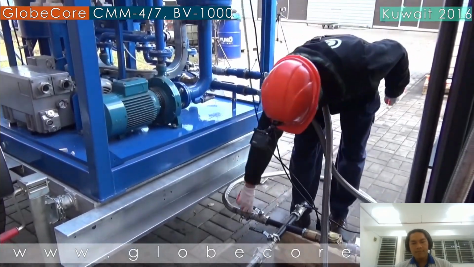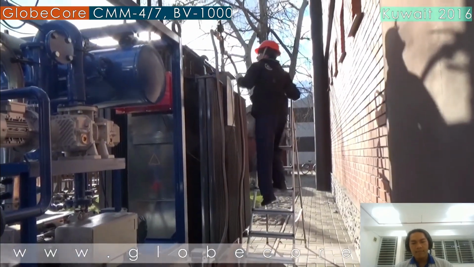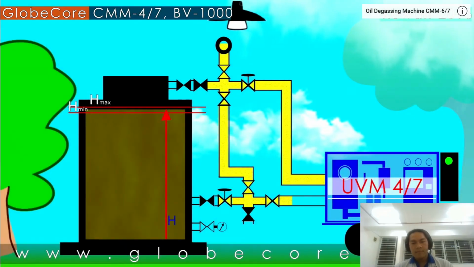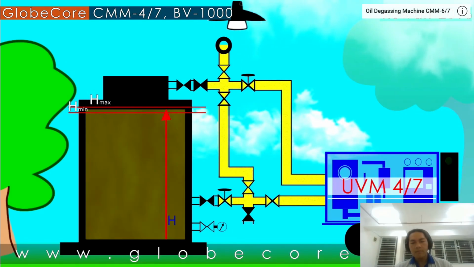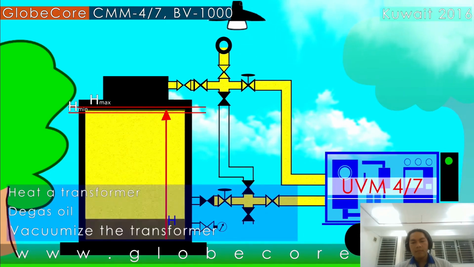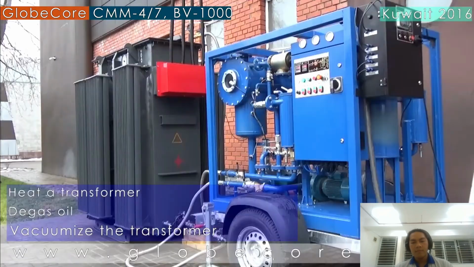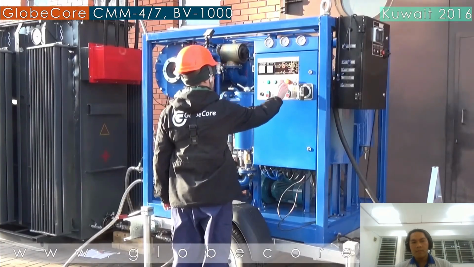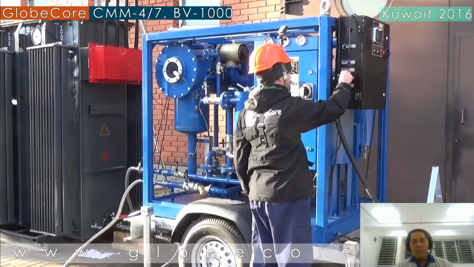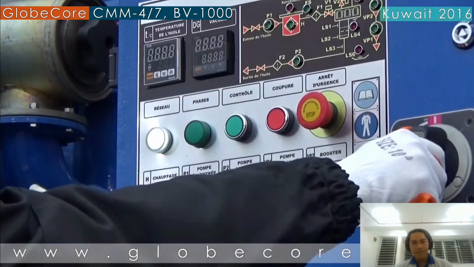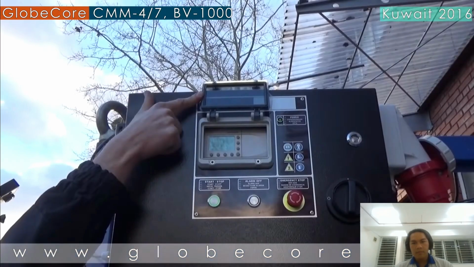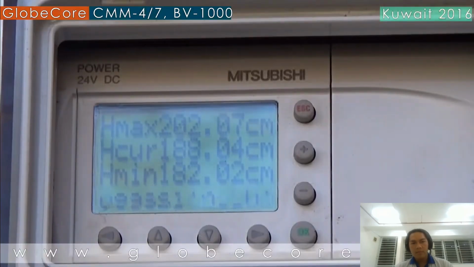The CMM47 vacuumizes transformers and purifies transformer oil, removing particulate matter, water, and gas. This unit can be used to heat a transformer, degas oil, or vacuumize the transformer. To improve the safety of electrical insulation oil treatment, it is recommended to use the TSS system. This system disconnects the CMM from the transformer in certain situations, such as oil leaks, oil level exceeding limits, false triggering of the Buchholz relay, etc.